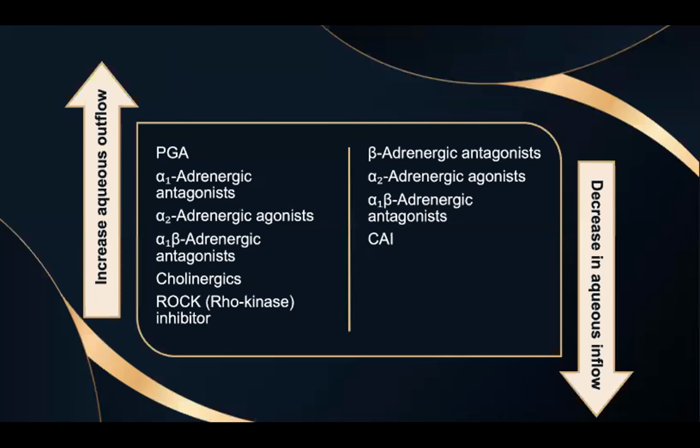In conclusion, the mechanism of action of anti-glaucoma medication is to increase aqueous outflow, such as prostaglandin analog, alpha-2 adrenergic agonist, cholinergic, and Rho kinase inhibitor, and also to decrease aqueous inflow, such as alpha-2 adrenergic agonist, beta blocker, and carbonic anhydrase inhibitor.